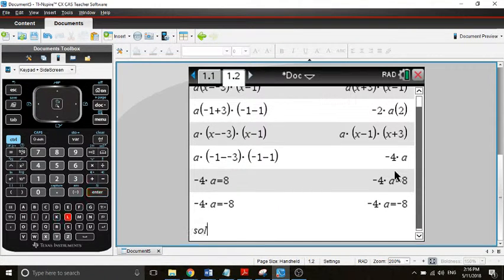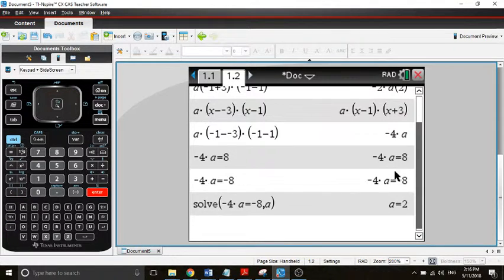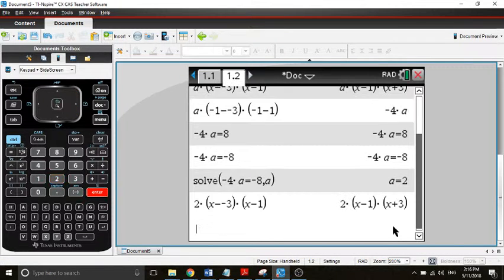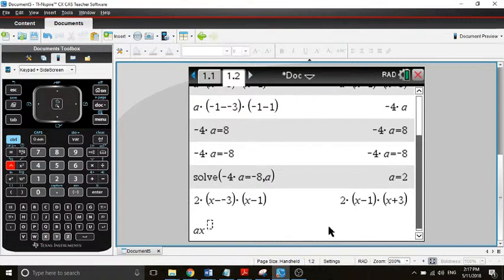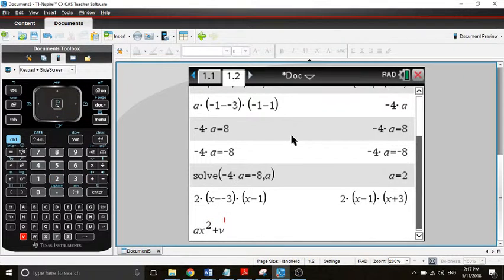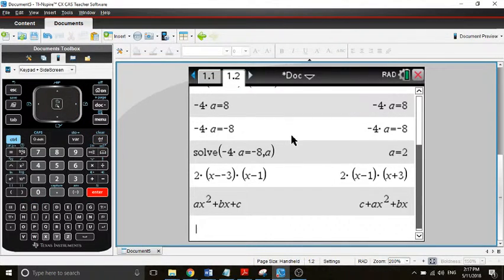So what we do now is solve that for a. And now it tells us that a is 2. So based on that, we can now say that this is our equation, and a is 2. So that's the equation. Now, depending on what kind of form you want, you may want to write that in general form, ax squared plus bx plus c. It's the form you might want it in.